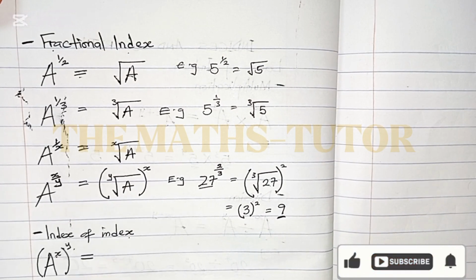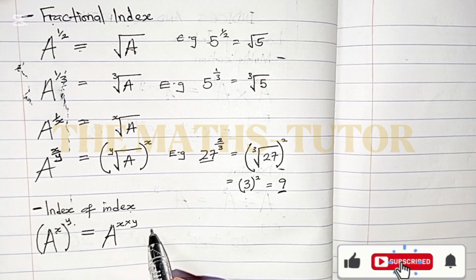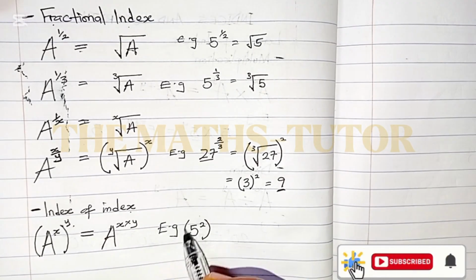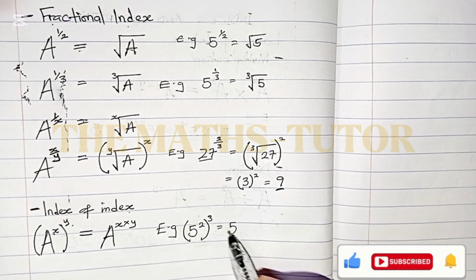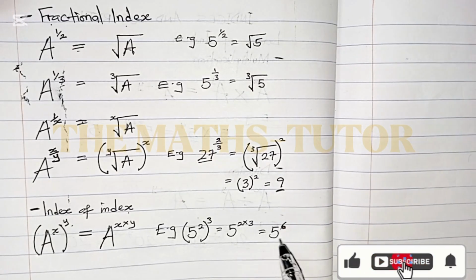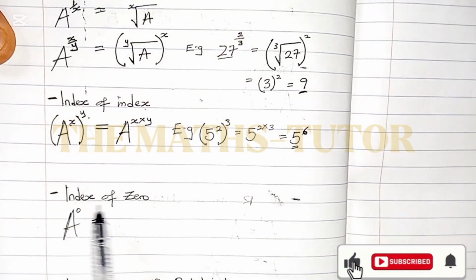So we move on to index of an index. It means an index that already has an exponential. If it has an external exponential, we multiply the exponentials together. And so 5 raised to the power 2, all raised to the power 3, will give 5 raised to the power 2 times 3, which will be 5 raised to the power of 6.